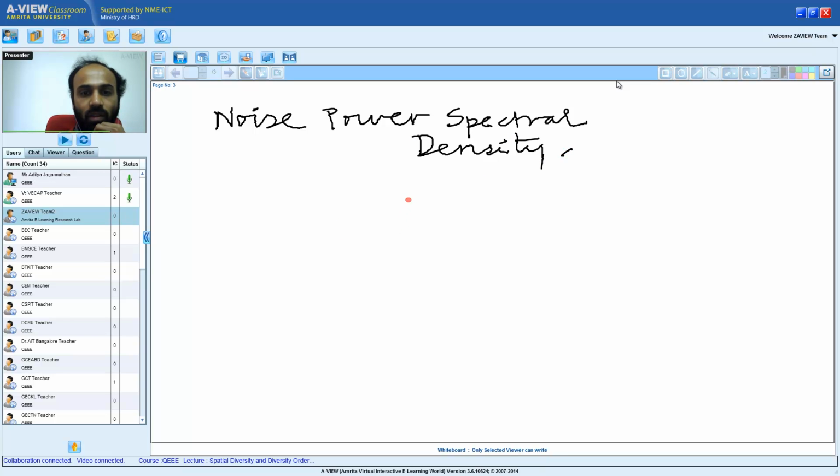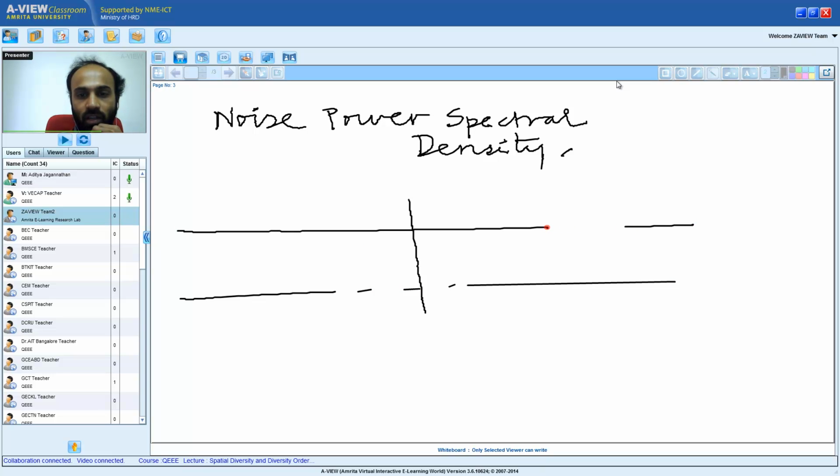how does it look like? It looks like the Fourier transform of the impulse, that is constant sigma square. Therefore it is flat over all frequencies, similar to the spectrum of white light. Therefore this is known as white noise.